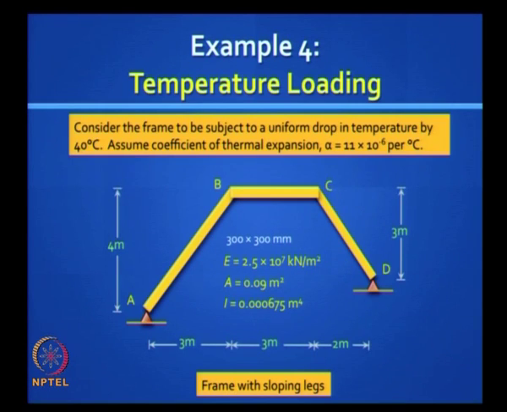Remember, at the end of the last class we also said let us look at temperature loading. This is more tricky because the legs are inclined. So the same frame, let us do this slowly so that you get it. Same frame with sloping legs, we are now talking of a fall in temperature by 40 degrees Celsius, and the coefficient of thermal expansion is given. How do you solve this problem?